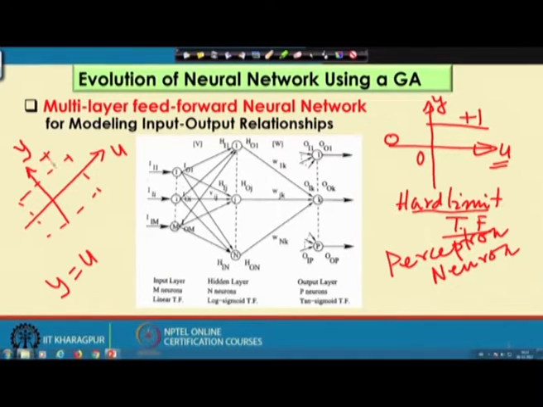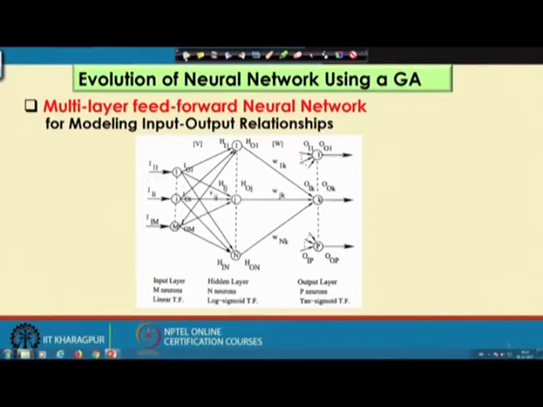So, this is plus 1 and this is minus 1 and this is plus 1 and this is minus 1. So, I will be getting a 45° line, that is y equals u. This is nothing but a linear transfer function. The hard limit transfer function output is either 1 or 0, and for this linear transfer function the output is nothing but equal to the input.